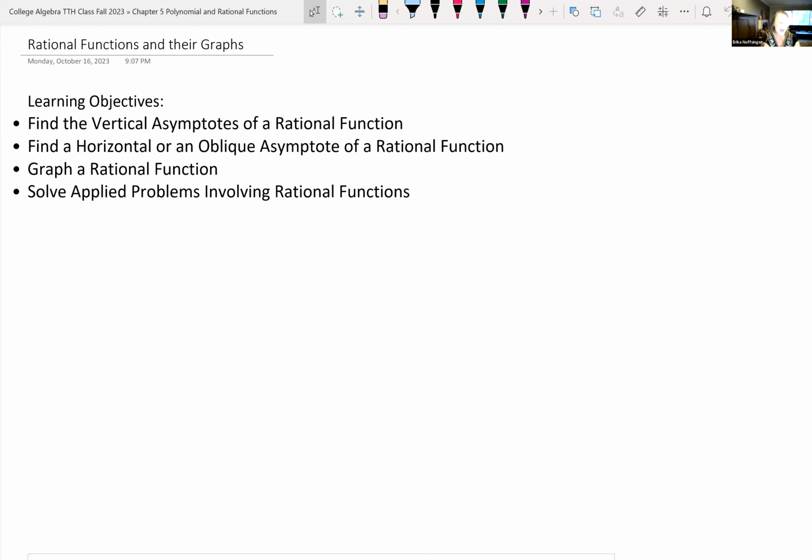So we're looking at rational functions and how to graph rational functions. And so here is what I'm hoping that you'll get out of this video.